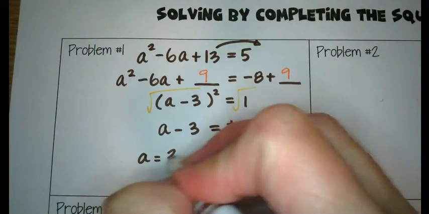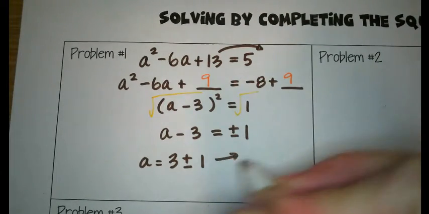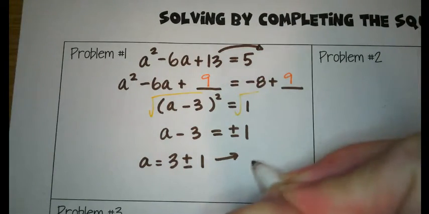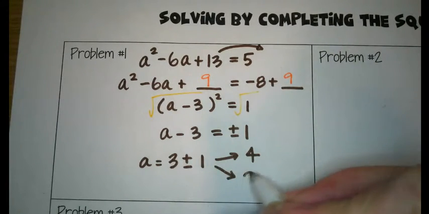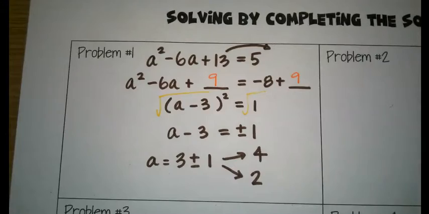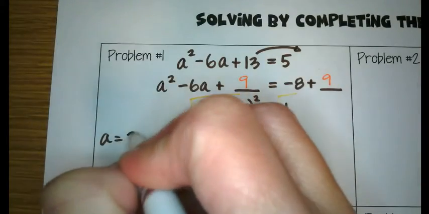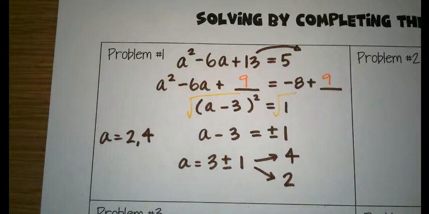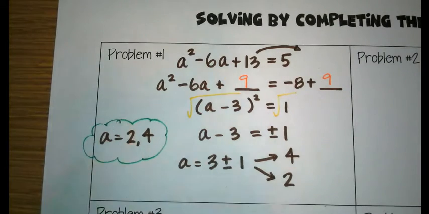So then we need to add 3 to both sides. So a is going to be 3 plus or minus 1, which means that 3 plus 1 is a solution, and 3 minus 1 is a solution. So for problem number 1, a is 2 or 4. So that's number 1. And remember, with all the videos, if I'm going too fast, just pause and then replay it if you need to.